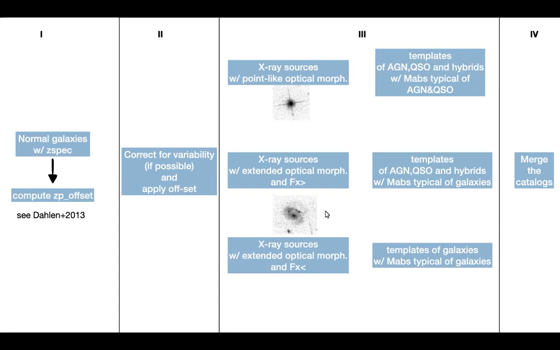When you have then the extended sources in the optical, you have two families of objects. There are those that are a bright X-ray source. I forgot here to write the number, I apologize, but it is in my papers.